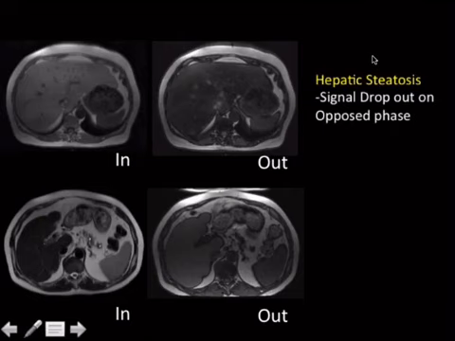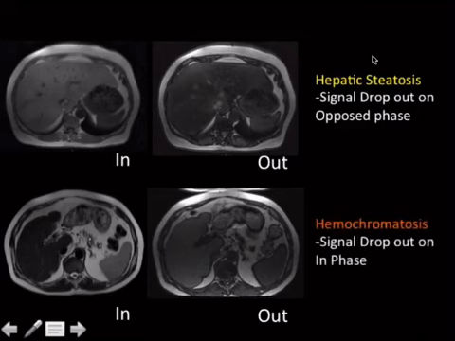The bottom one is the opposite. It looks like the signal is actually dropping out on in phase. And that, you may know, is hemochromatosis. And we're going to talk about why now, because I think that makes for some good multiple choice questions potentially. So in theory, the magnet creates a homogeneous field, but that's just theoretical.